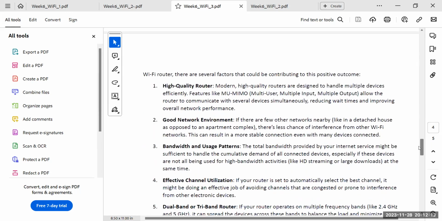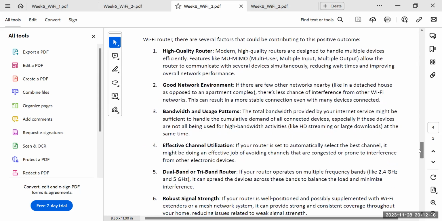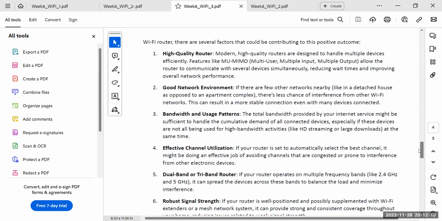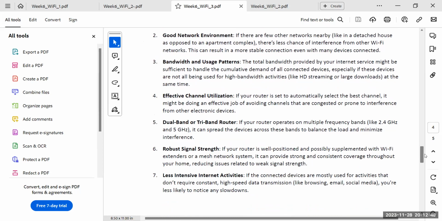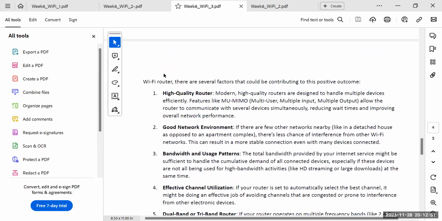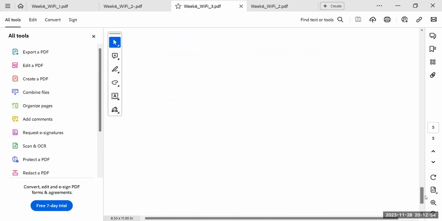Okay, so with Wi-Fi routers, there are several factors contributing to the positive outcome, which is why we usually don't see too much trouble. That is because of the high quality router, the good network environment, the bandwidth and usage patterns, and effective channel utilization. We usually have dual or tri-band routers. For example, if your router is operating on multiple frequency bands, it can spread the devices across the bands to balance the load and minimize interference. Robust signal strength and less intensive internet activities all contribute to better performance of a Wi-Fi access point.